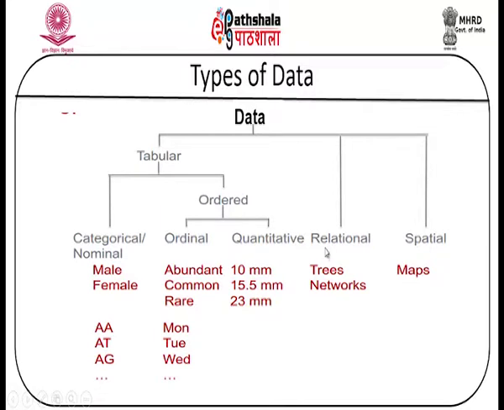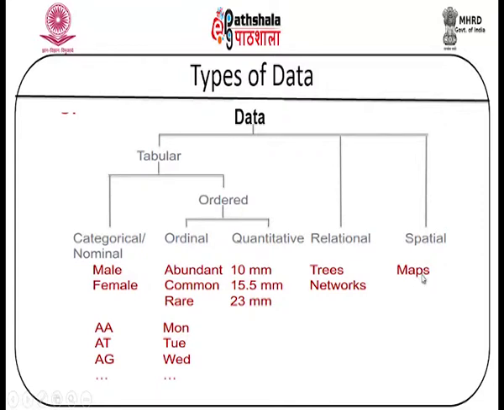The other type of data is relational data, where there exists some kind of relationship between the various data attributes. Trees and networks are good examples of the relational data type. The other one is spatial data. In the case of spatial data, the entire data is represented in the form of a map.